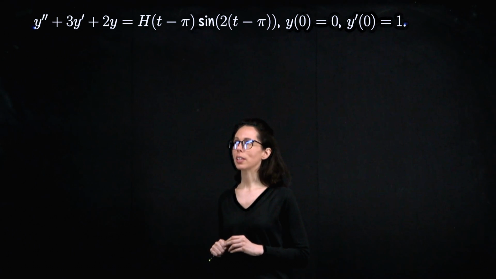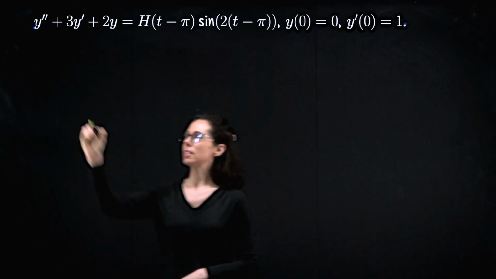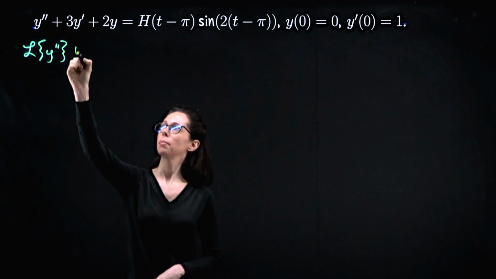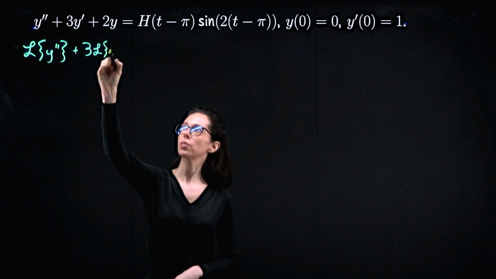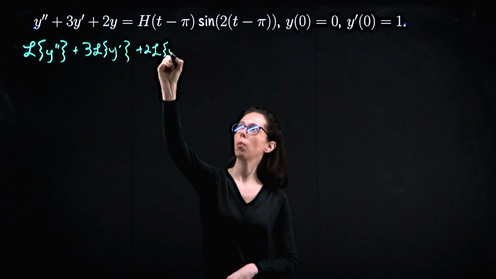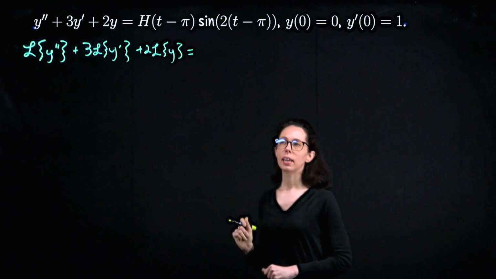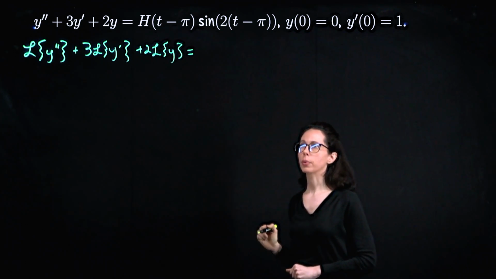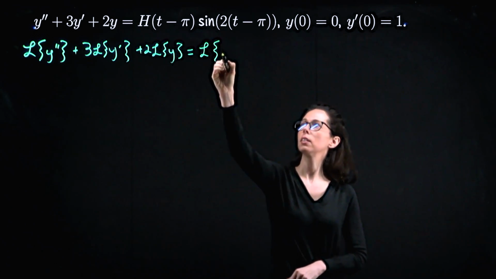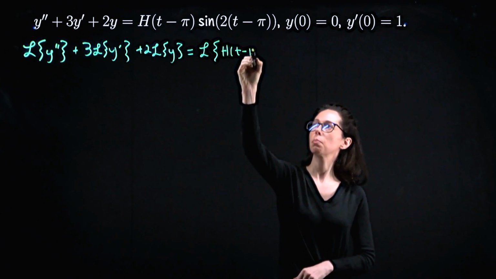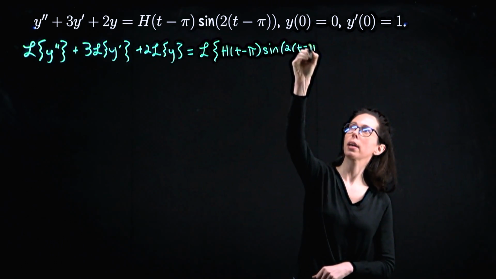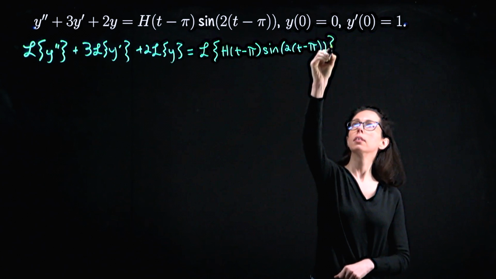I will go ahead and use linearity on the left-hand side to say that this is the Laplace transform of y double prime plus 3 times the Laplace transform of y prime plus 2 times the Laplace transform of y equals, and then on the right-hand side, we're going to take the Laplace transform of this kind of delayed signal, h of t minus pi times sine of 2 times t minus pi.